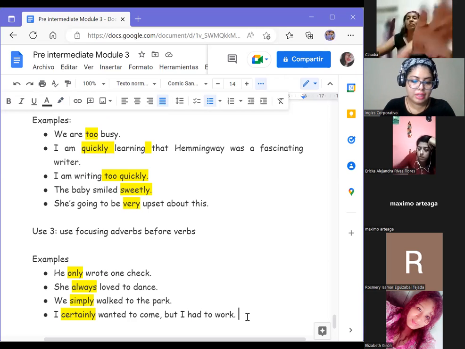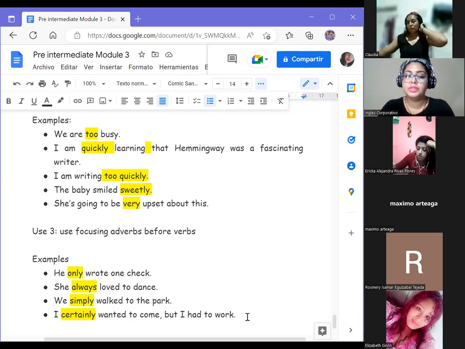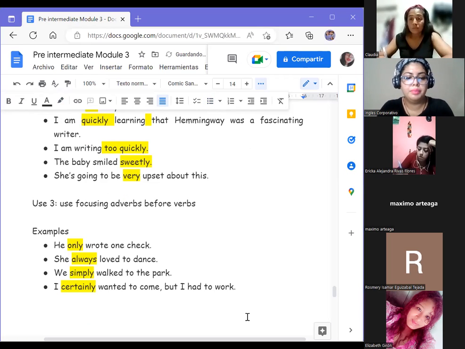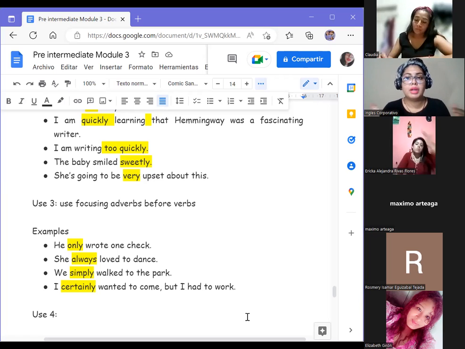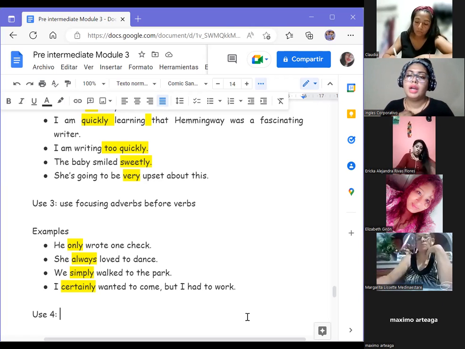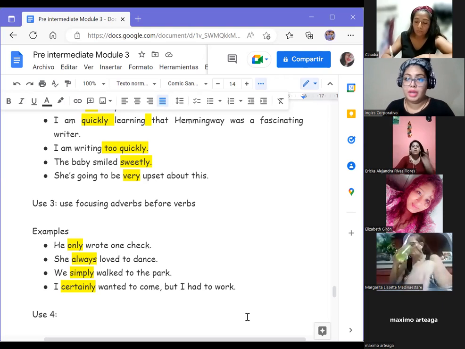So we have the last use of the adverb. We have use number four. And it says, use evaluative viewpoints and linking adverbs outside the clause. Remember that the clause are two sentences that we are using together to have a strong meaning. Those sentences can function as a separate sentence, but in that case, when we have it together, are better.